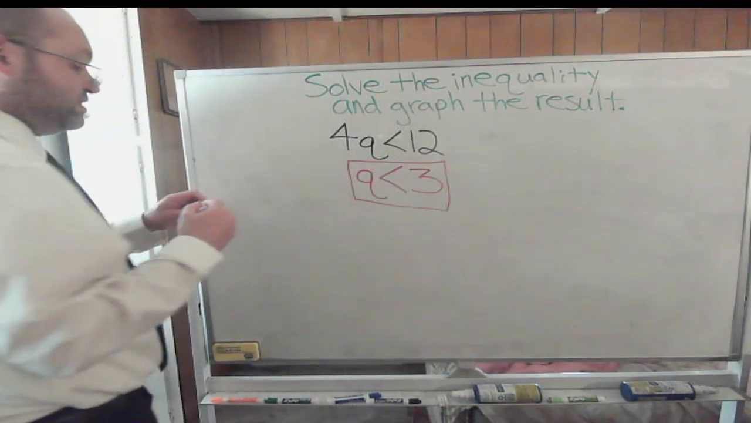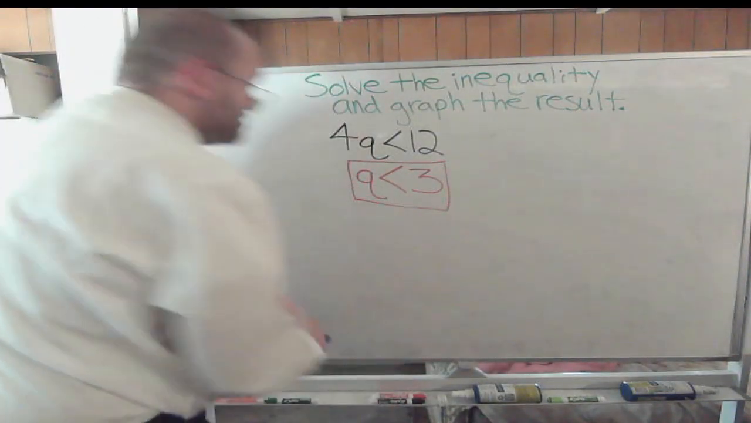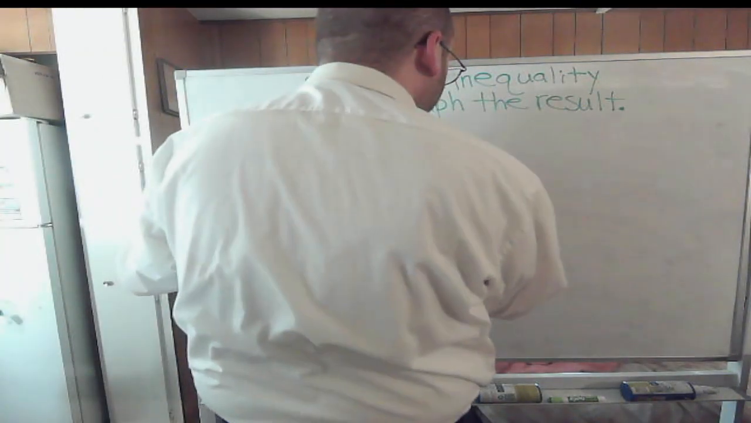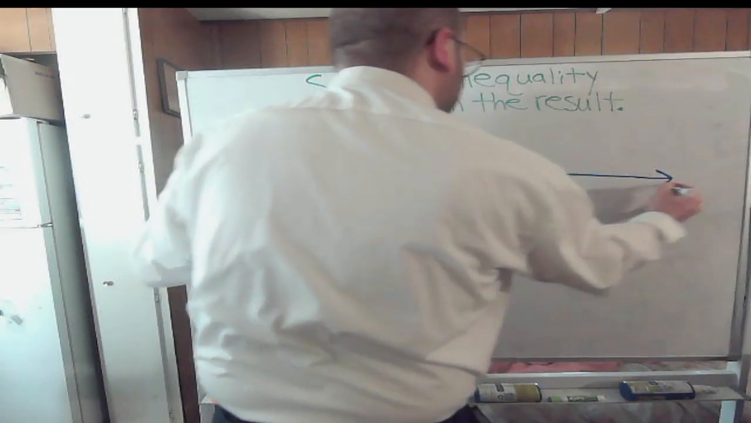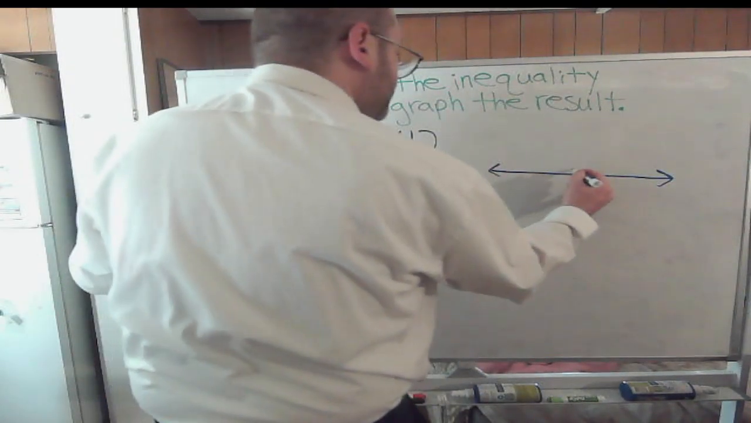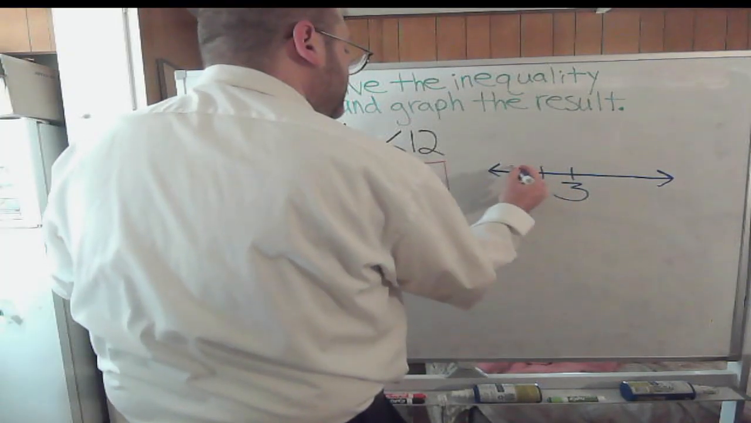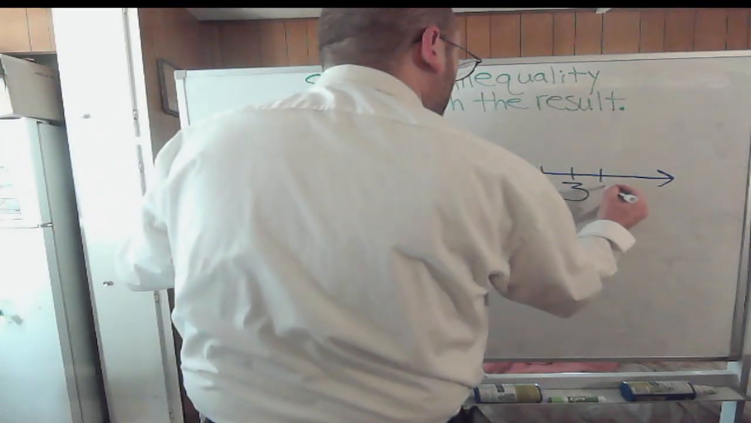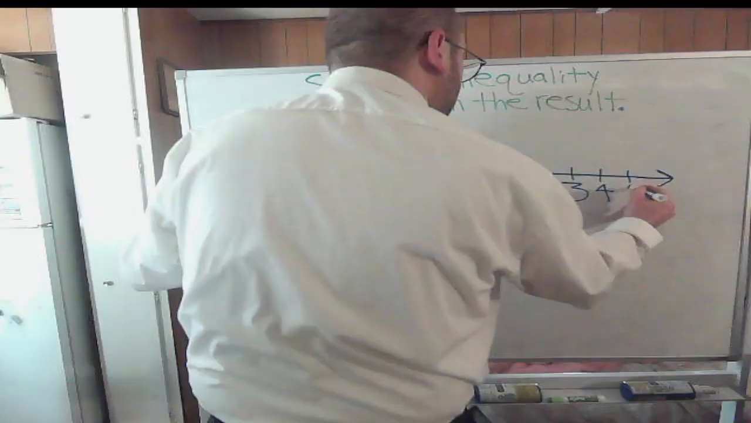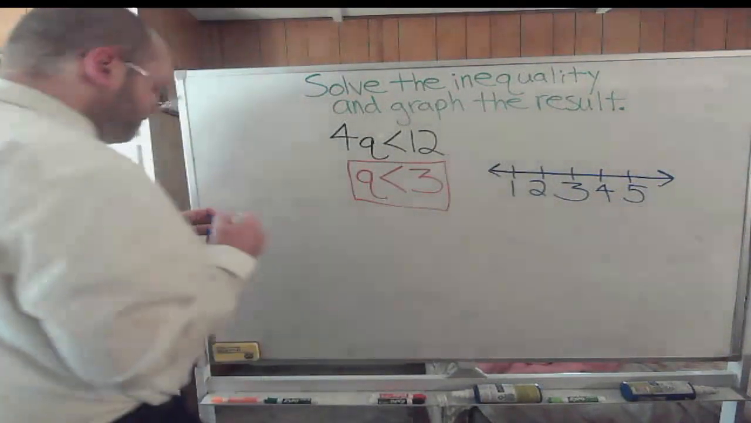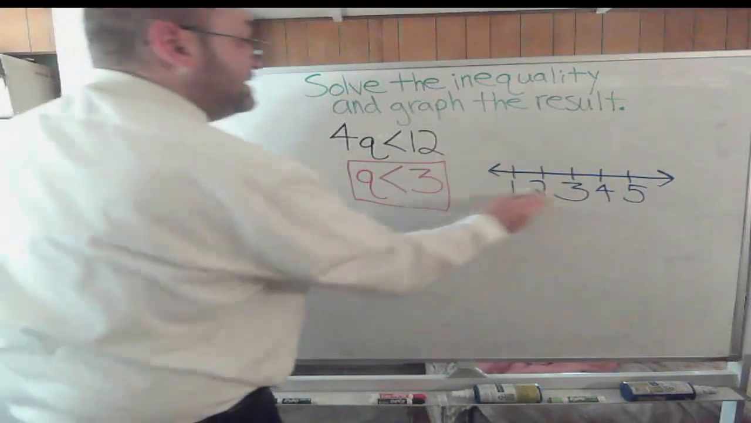And then the final part of this is, well, to graph it. Draw a nice little number line here. Put 3 in the middle. I'll do 2 here, 1 here. Let's do 4 beside it, and then we'll do 5. Okay. So q is less than 3.